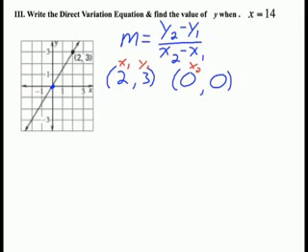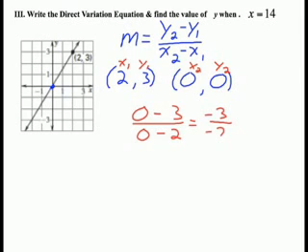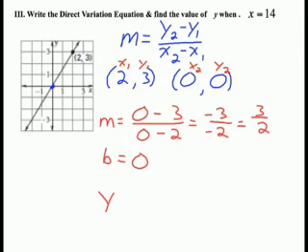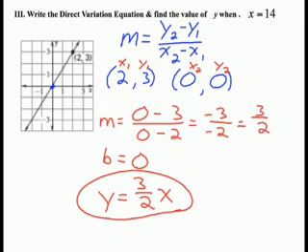So 2 is x1, 3 is y1, 0 is x2, and y2 is 0. So now we substitute those into the equation. So we have 0 minus 3 over 0 minus 2, which equals negative 3 over negative 2. And a negative divided by a negative is a positive, so 3 over 2. So our slope is 3 over 2. Now we have to identify the b, and because it crosses at the origin, the y-intercept is 0. So our equation, if we write it in slope-intercept form, is y equals 3 over 2x plus 0, but you don't need that 0 at the end.